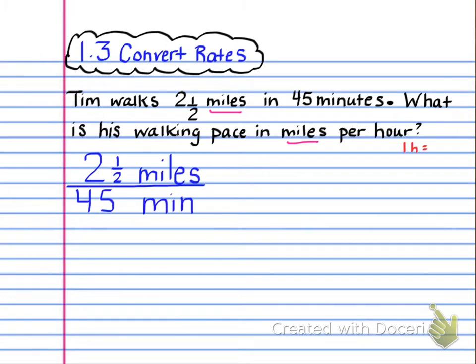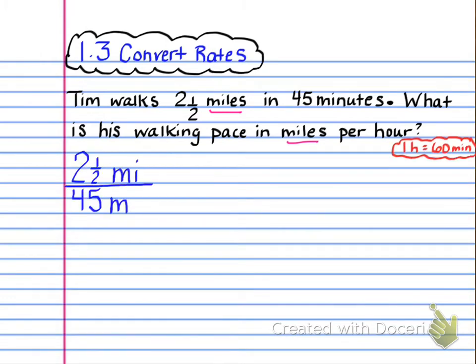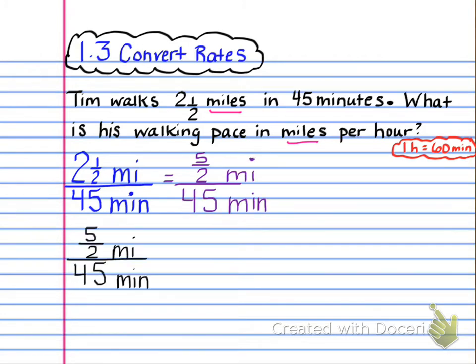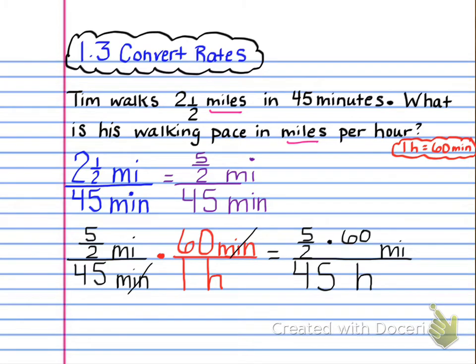So first you want to start with your 2½ miles per 45 minutes, like I've done here. And then you want to go ahead and change that into an improper fraction. The 2½ miles needs to become 5/2 miles per 45 minutes. So now you have the 5/2 miles per 45 minutes, and you can actually start your conversion, which we hadn't done yet. So now we can say, okay, 1 hour is going to have 60 minutes in it. So now we're going to cross simplify the minutes, and then we are left with miles per hour, which is what we need. But now we need to do 5/2 times 60 over 45.